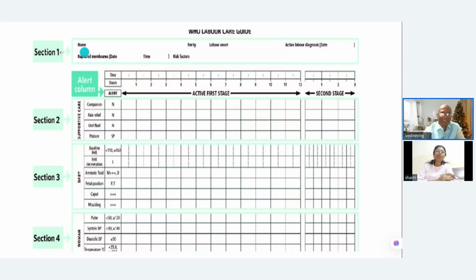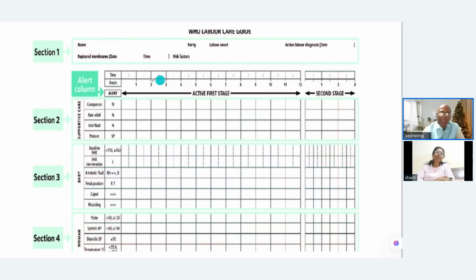Then section 1 is very simple. So these are the details which we need to fill, which name, parity, and all. Section 1 is very simple. So always immediately ask the role player about the section, because they will read it. What exactly you have to read, and they have to read. Second, describe about the alert column, this particular alert column.